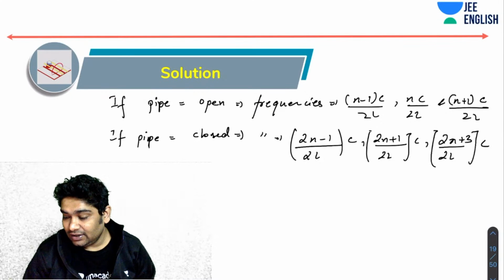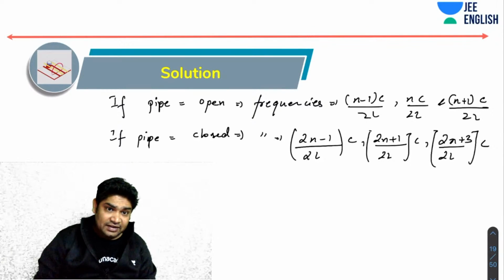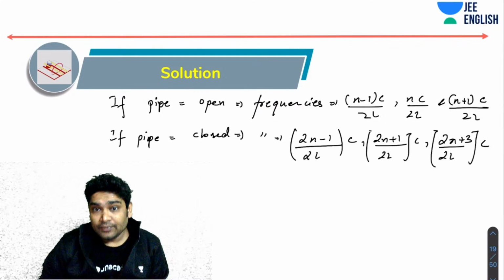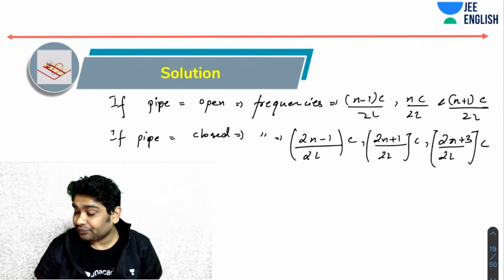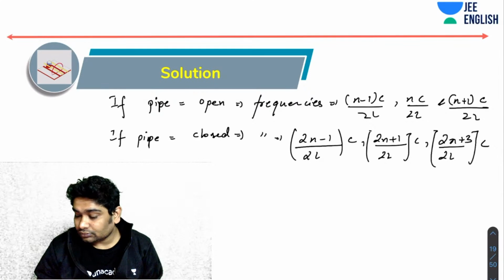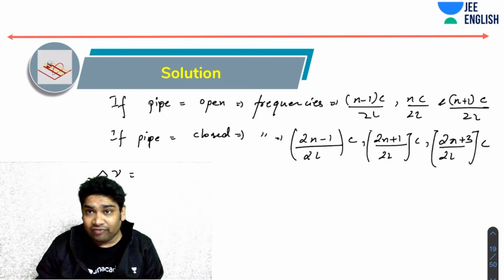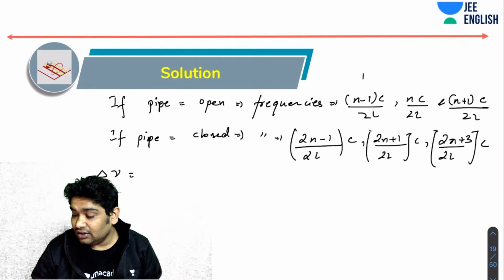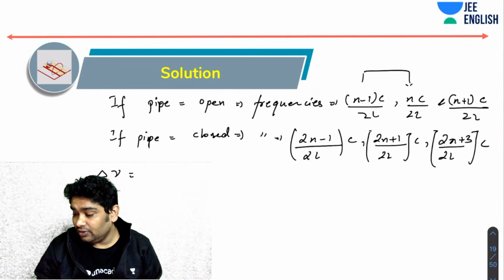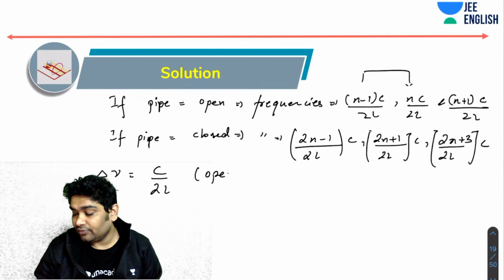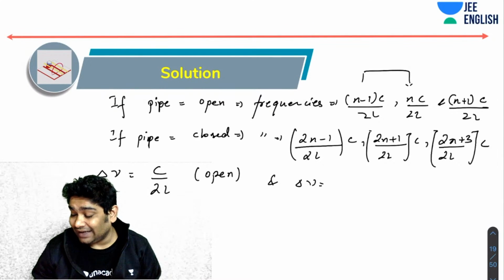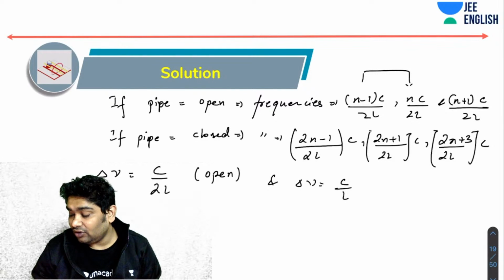Now let's see. So if I try to find the difference, then what do I get? So what you realize is delta nu between any two, what would that have been? So for the first case, open pipe, that would have been c by 2l, and delta nu for the closed pipe would have been c by 2l as well if I subtract this.